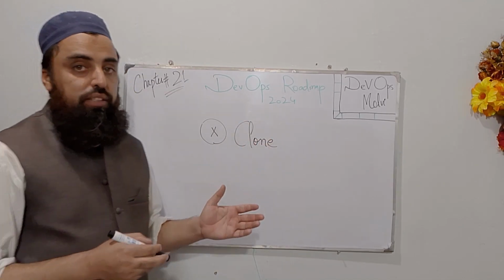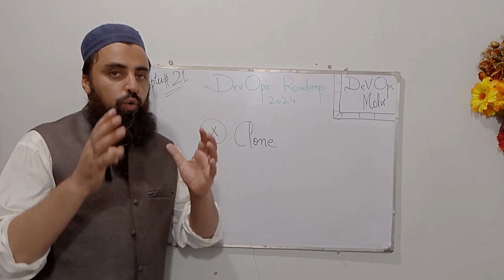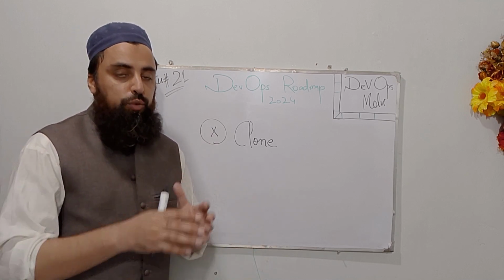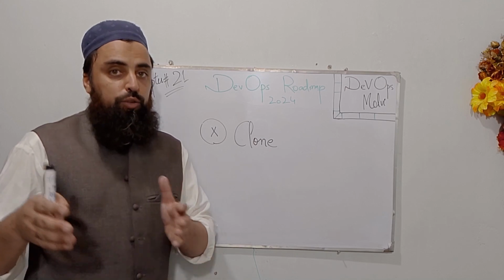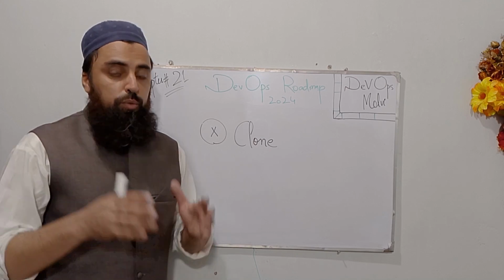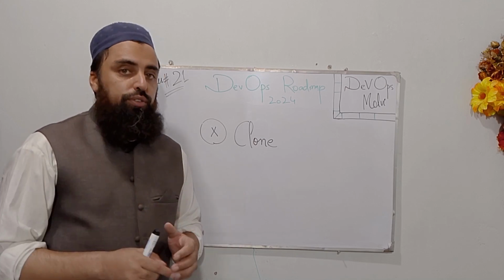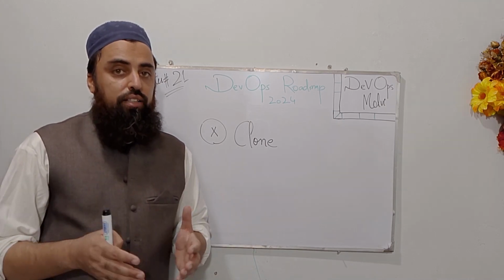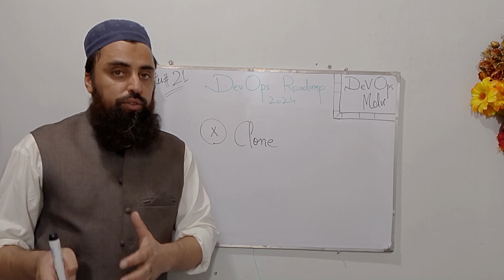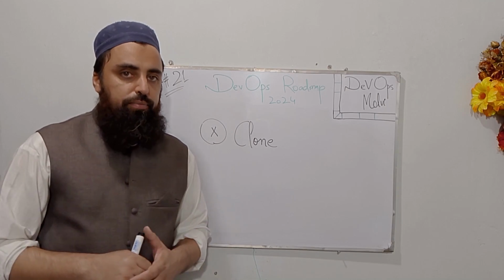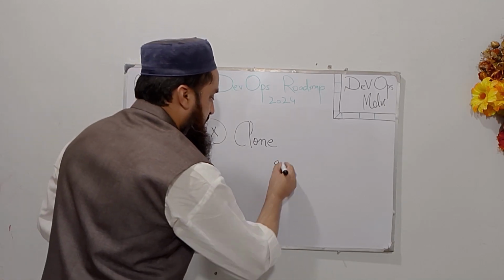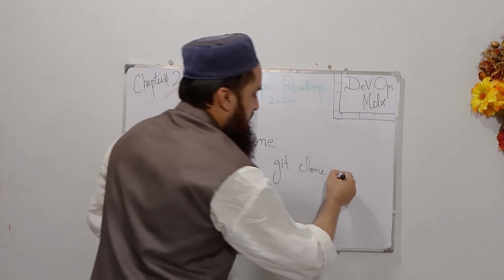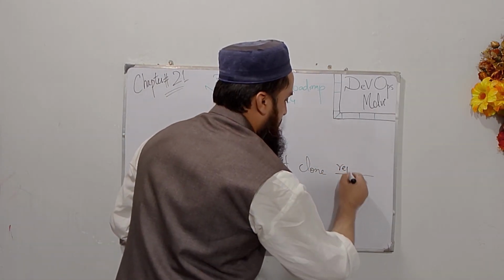So the 10th term is clone. What does clone mean? Clone means to bring the whole remote repository onto your local VM. We can use the git clone command and we can use the repository URL to bring everything in that repository onto our local VM. So clone means that we can copy the full remote repository onto our local VM. So git clone works like git clone and the repo URL.